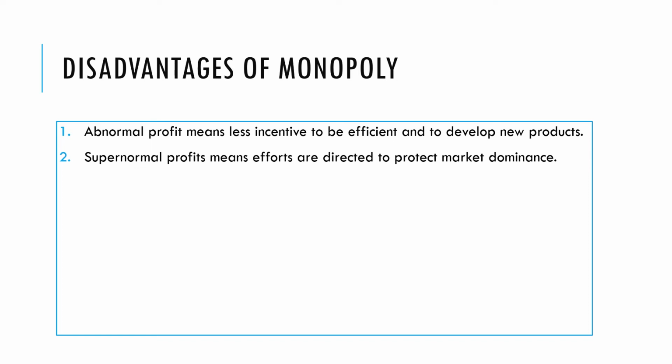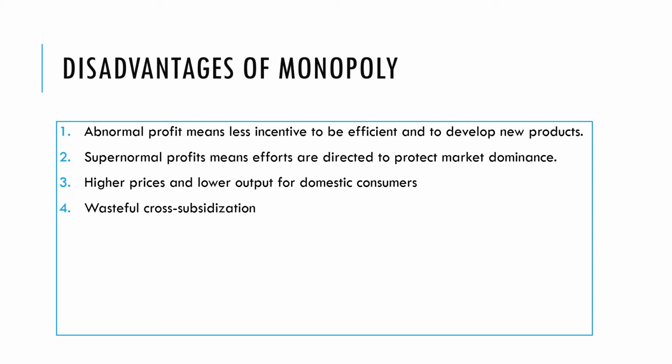Often some of these supernormal profits are used not to develop new products, but are instead used to protect their position in the market, so to try and create more barriers to entry. If you're a consumer and you have a monopoly supplier, you're likely to pay higher prices and get lower levels of output. Often monopolies will use the profits that they're making to what we call cross-subsidize, so maybe pay for other areas of their business that are making losses. Often monopolies engage in price discrimination in order to reduce consumer surplus.